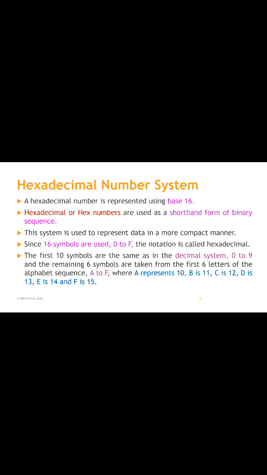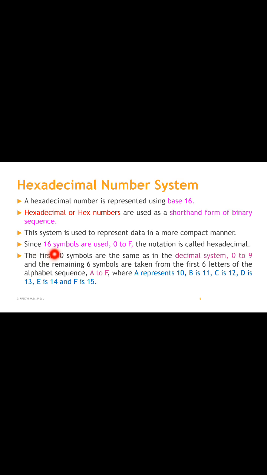The next one is hexadecimal number system. So as I told already, it has 16 values. So its base is 16. So this hexadecimal can also be known as hex numbers, and it is used as a shorthand for a binary sequence. So for binary sequence, we can also use this hexadecimal as the shorthand values. So this system is used to represent data in a more compact manner. Even in many other types in computers, we are using this hexadecimal number system.